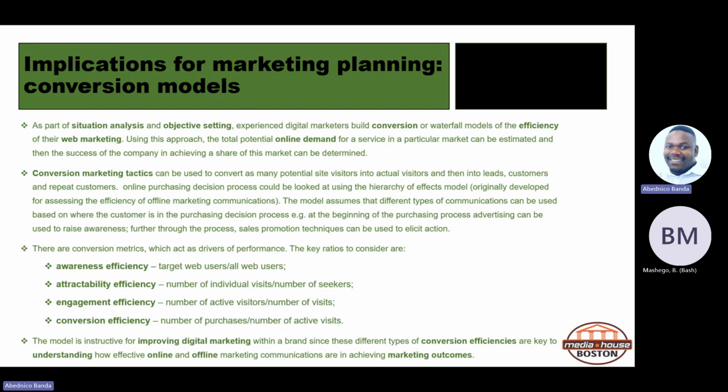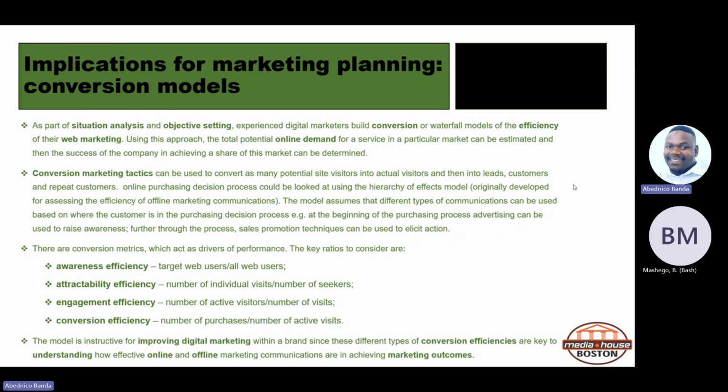Then ultimately, as much as we can promote products in marketing, we are also there to sell. So we need to convert as many customers as possible through purchases. Okay, so that's the last conversion metric there, called the conversion efficiency. So you need to make sure that people are not just consuming your content, but they're also signing up, subscribing for that content at a certain price. So the model is instructive for improving digital marketing within a brand, since these different types of conversion efficiencies are key to understanding how effective online and offline marketing communications are in achieving the desired outcomes that we have.